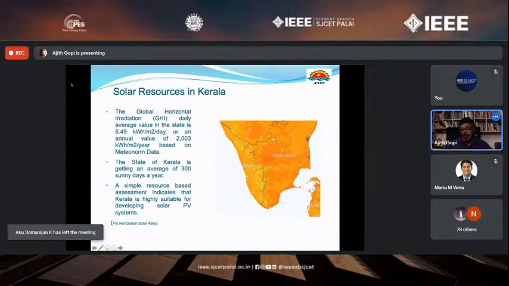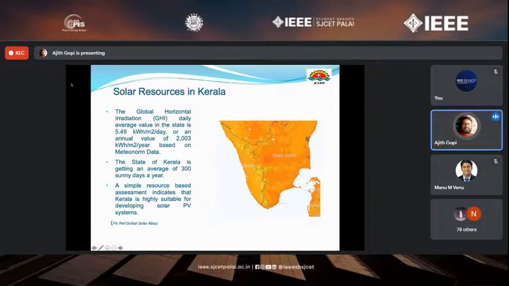That means in a square meter you will get 5.5 units of energy. I will repeat. In a square meter, you will get 5.5 units of energy. Okay.